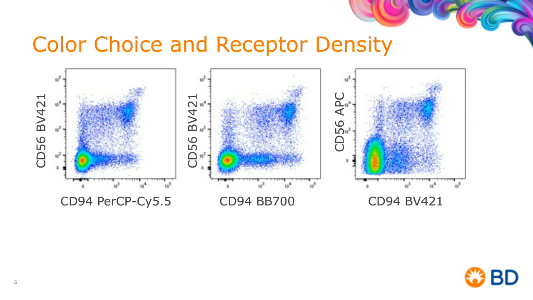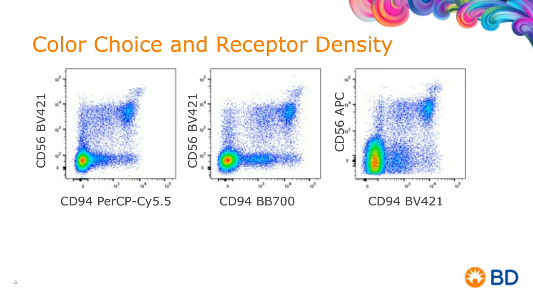So we look at the expression of CD56 and CD94. And these are unique types of receptors. And in some cases, as we look for CD94, it's a secondary receptor. It's one where there's a continuum of expression. And if we look at the brilliant blue 700 in the middle, we can see three defined populations there. But if we look over at PerCP Cy 5.5, we don't see that.